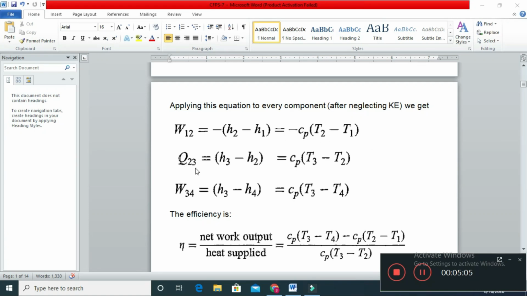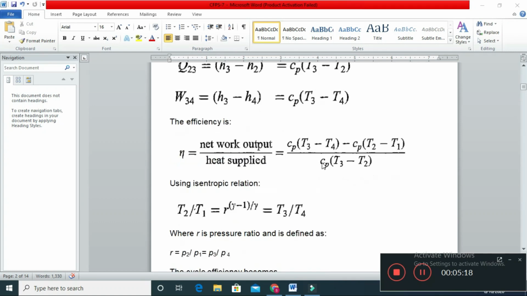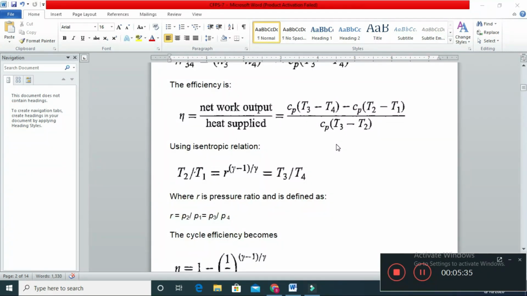Similarly, Q23 is heat supplied in the combustion chamber. It is written in terms of temperature. Similarly, the work obtained in gas turbine is simply written in terms of change in temperature. The efficiency, as we know from the previous background, is net work output divided by heat supplied. Turbine work subtracted by compressor work divided by the heat supplied in heat exchanger or combustion chamber.